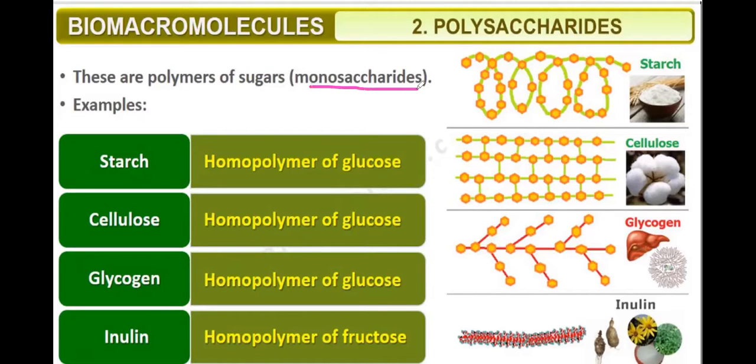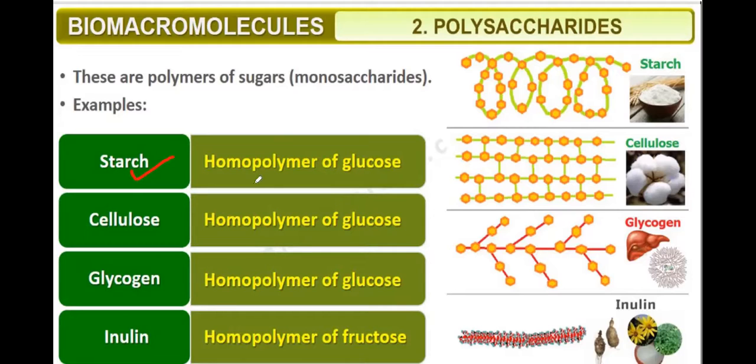Sugars are monosaccharides. So this is one sugar, this is another sugar. Many sugars are there. When there are many sugars, that is called polysaccharide. Some examples of polysaccharide are starch, cellulose, glycogen, and inulin.